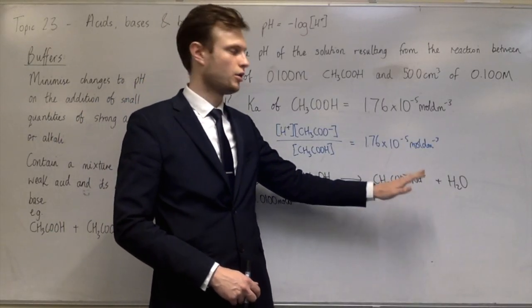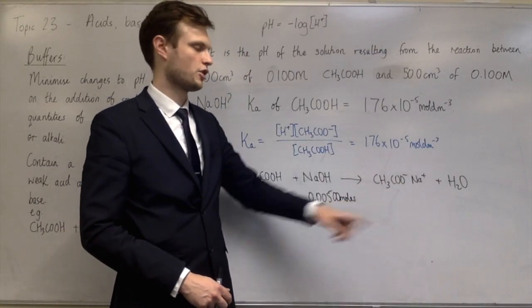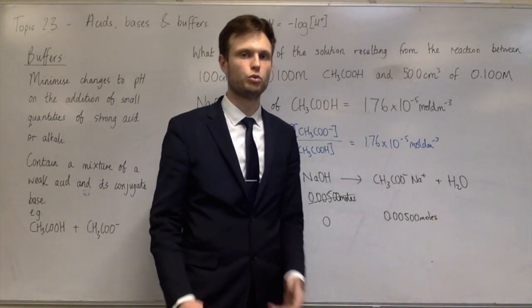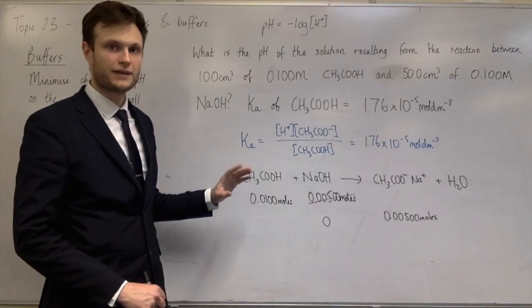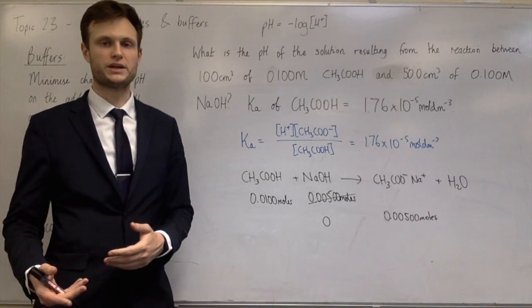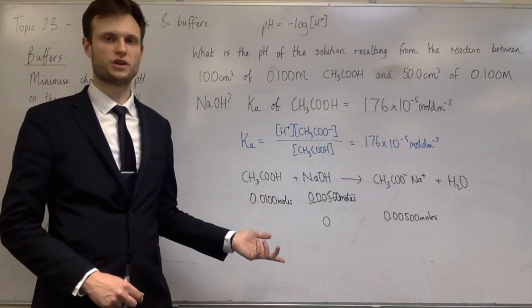So for the ethanoic acid, it's 100 centimetres cubed of 0.1 molar, so that's 0.01 moles. And for the sodium hydroxide, it's 50 centimetres cubed of a 0.1 molar solution, so that's 0.005 moles. And so from this, you can see the ethanoic acid is in excess, and the limiting factor is the sodium hydroxide. And so all of this will react to produce sodium ethanoate. So you'll end up with 0.005 moles of ethanoate ions. You'll also end up with 0.005 moles of water, but we don't take that into account. And 0.005 moles of the ethanoic acid will also have been used. So that's going to end up with 0.005 moles of that left.